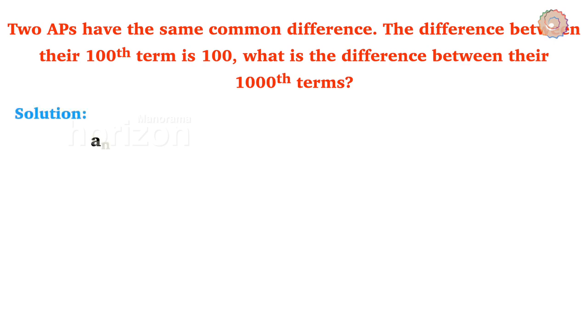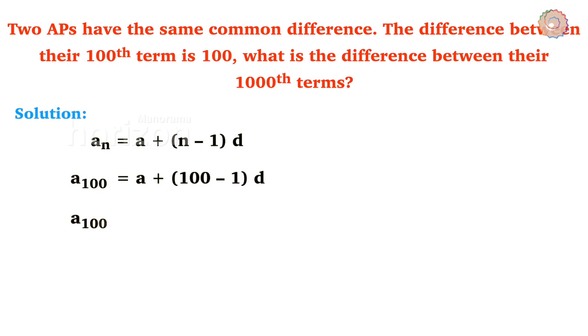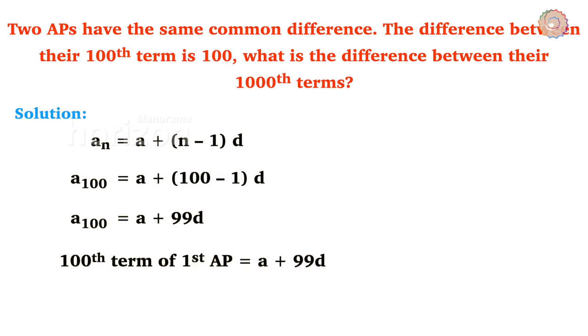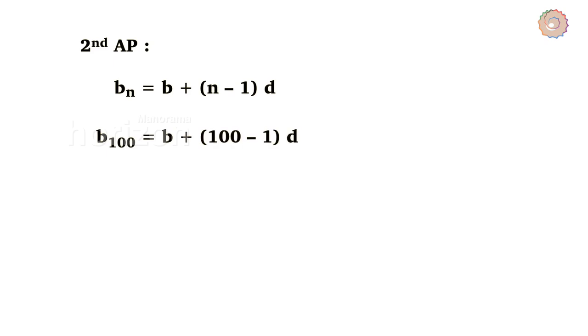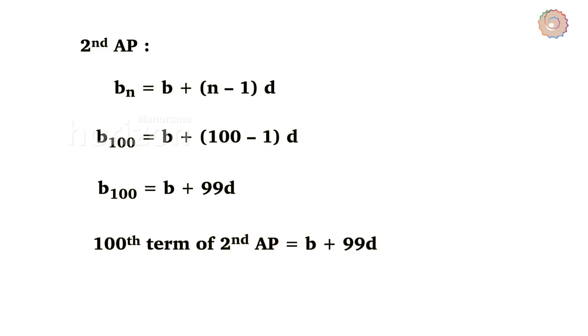Solution. We know that an is equal to a plus n minus 1 into d. So the 100th term will be a100 is equal to a plus 100 minus 1 into d, that is a100 is equal to a plus 99d. So the 100th term of the first AP is equal to a plus 99d. Let the second AP be denoted as bn is equal to b plus n minus 1 into d. b100 is equal to b plus 100 minus 1 into d, or b100 is equal to b plus 99d. So the 100th term of the second AP is equal to b plus 99d.